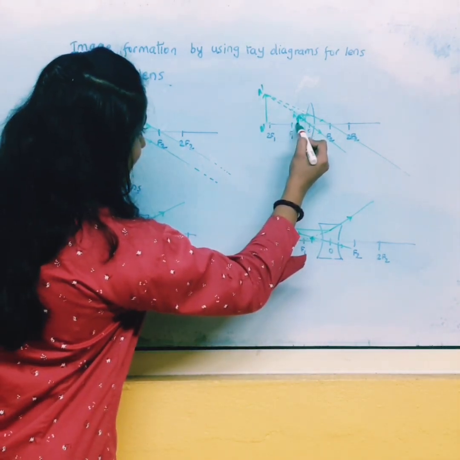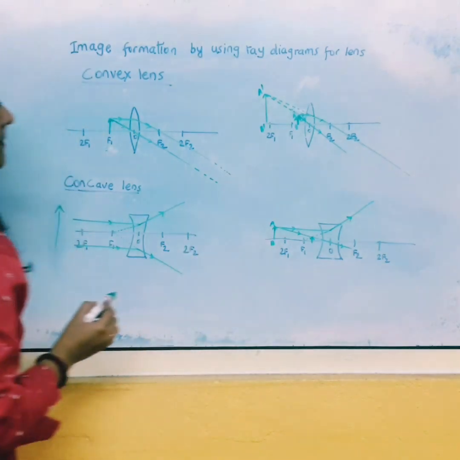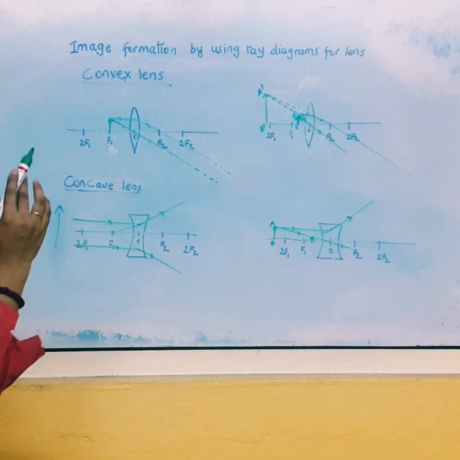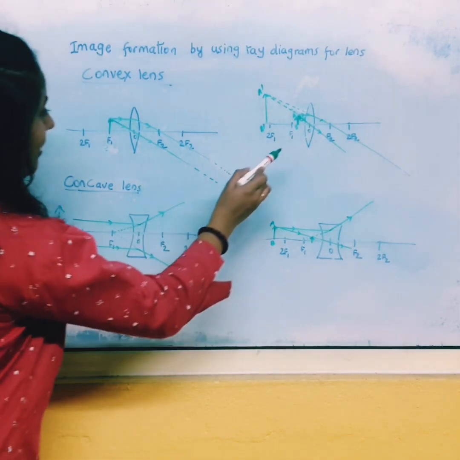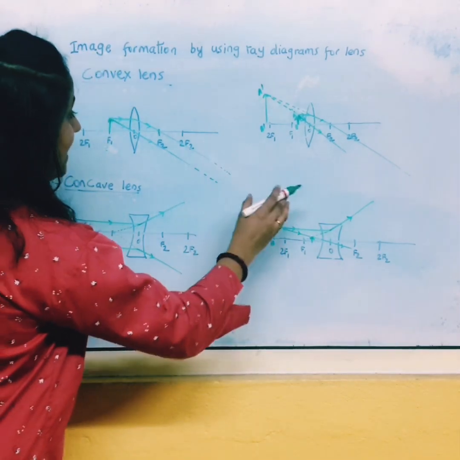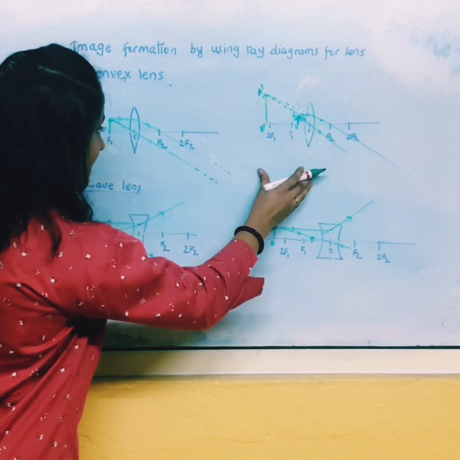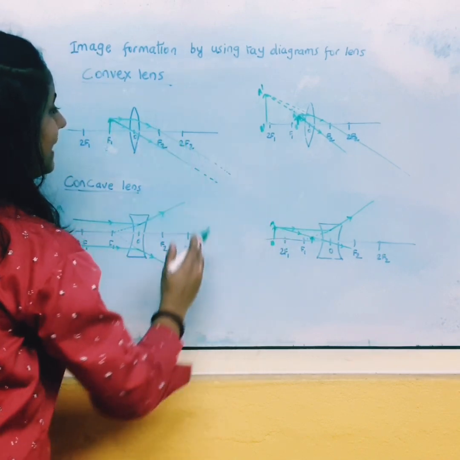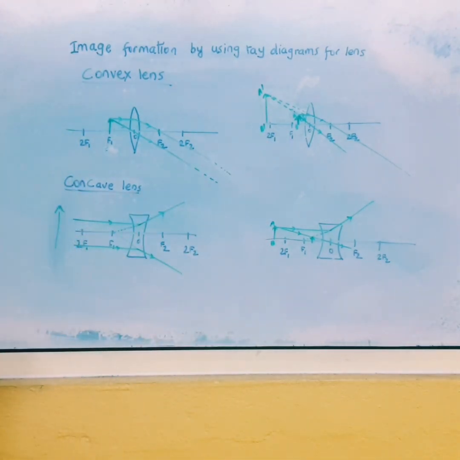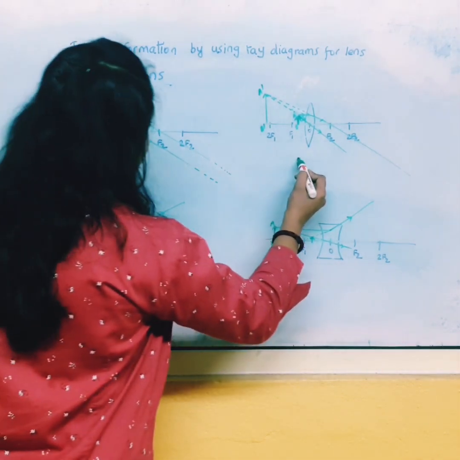So the object is kept here. First ray comes parallel to the principal axis. It passes through the principal focus on the other side after refraction. Next ray will pass through the optical center, and without deviation it will follow this path. But the image in this case is formed on the same side of the lens, which you can see here is marked as A dash, B dash. So the image is formed on the same side of the lens.